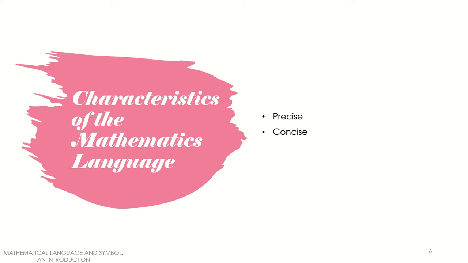Lastly, the powerful. Powerful means it is able to express complex thoughts with relative ease. So, meaning to say, gaya nga nasabi ko kanina, di ba? It is able to express complex thoughts. So, instead of using sentence when we find something, mas okay kapag ginamitan natin siya ng mathematics language kasi nga mas maikli lang siya tsaka mas mapapadali.